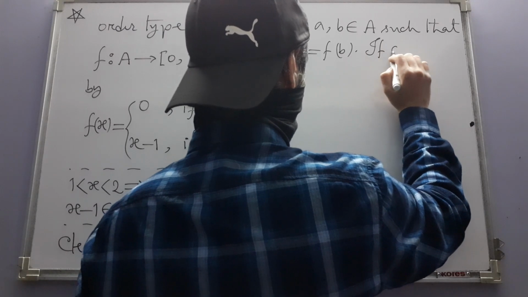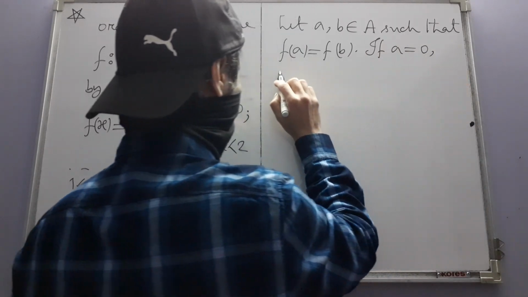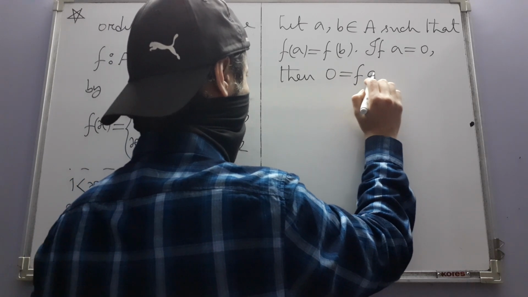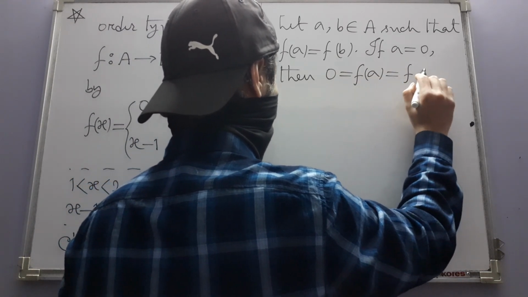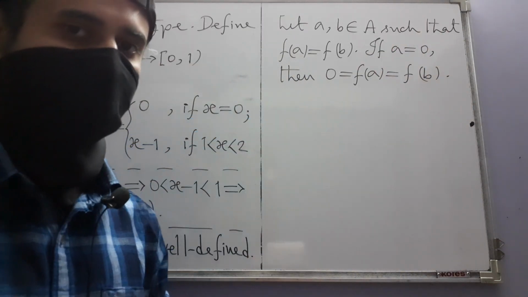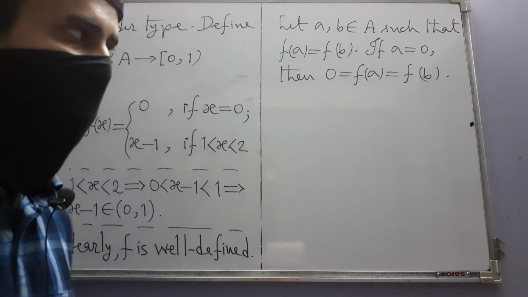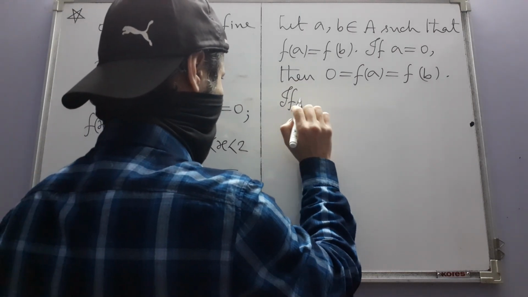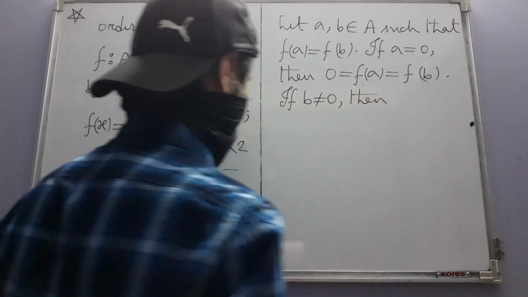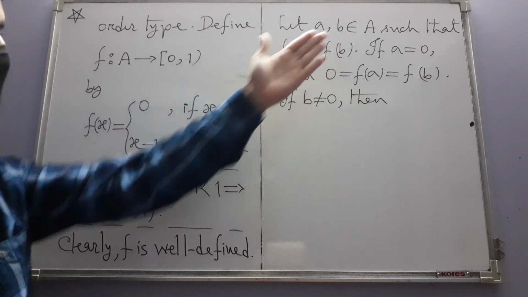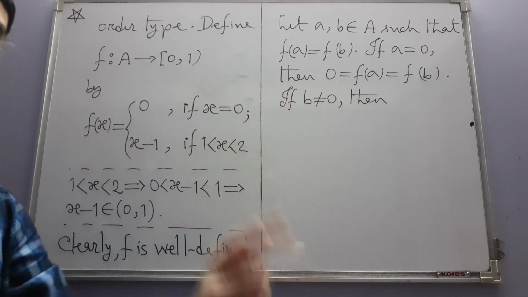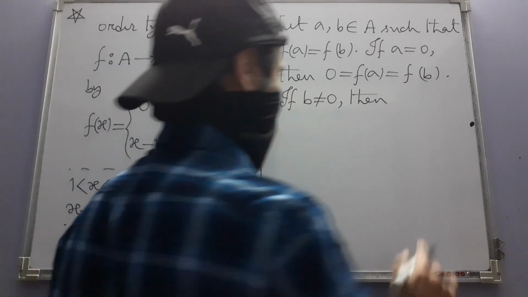If a is equal to 0, then f of a is also 0. But then that is also equal to f of b. Our aim is to prove that b is also 0 now. What will go wrong if b is not 0? If b is not equal to 0, then since b after all is coming from A, it should lie between 1 and 2, because that is what A is.